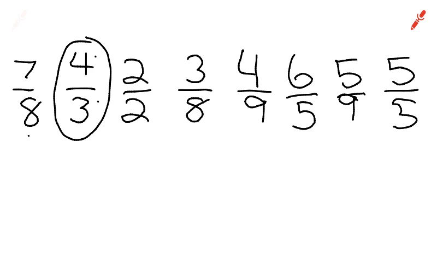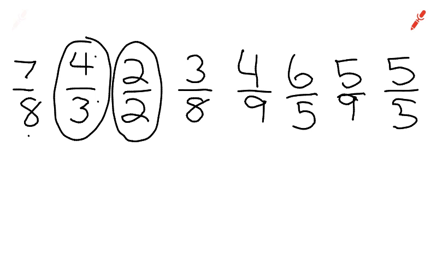The third one here, kind of a trick one, 2 over 2. Thumbs up if you think it's proper. Thumbs down if you think it's improper. And this one, because it's the same number in the numerator and the denominator, that is improper.